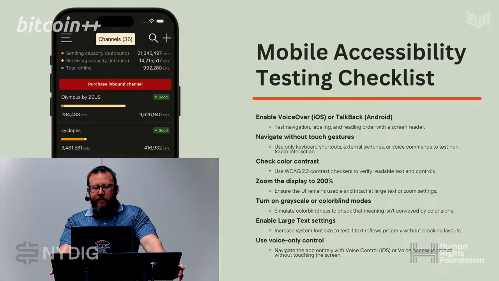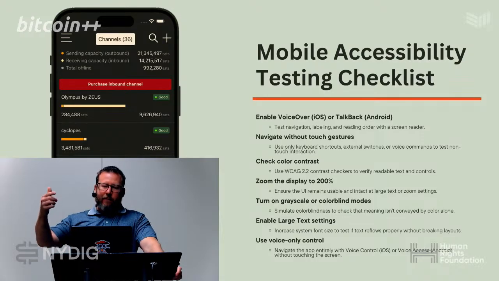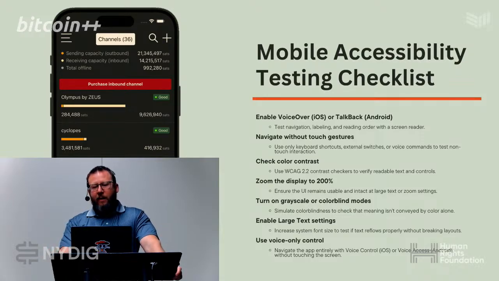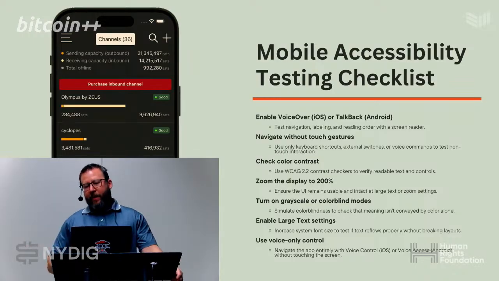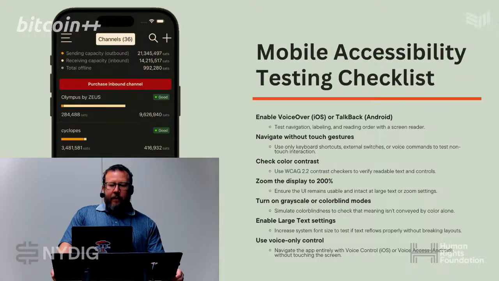You want to check the color contrast. There's a bunch of WCAG 2.2, which is the Web Content Accessibility Guidelines, contrast checkers, which I provided resources to in the resources document. Those allow you to check the foreground versus the background contrast and make sure that you have a sufficient contrast for most users. You want to zoom the display to 200% and to 400% respectively and make sure that nothing breaks in the layout, that everything is still visible, and that everything reflows properly at the highest settings. You want to turn on grayscale or colorblind modes. Those are available in most modern operating systems today, so it's a really easy thing to check.